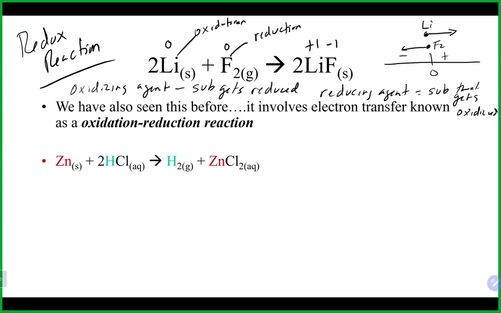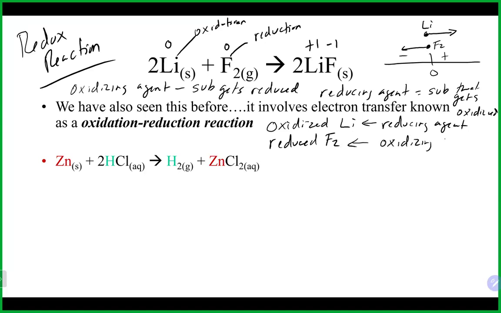So I put this up here just to let you know that if you are asked something about the oxidizing agent or reducing agent, that is actually a different question than what is being oxidized and what is being reduced. In the example we just looked at, what is being oxidized is the lithium, and because it is being oxidized, it is considered the reducing agent. What is being reduced in this case is the F2, and because the F2 is being reduced, it is what is known as the oxidizing agent.